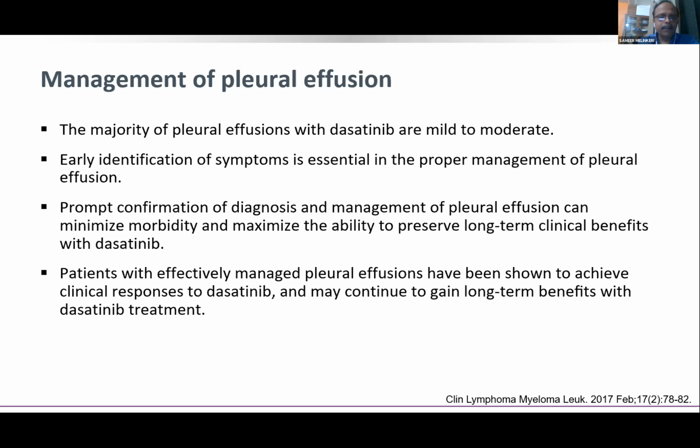Yeah, so I said most of this, and one must remember that patients whose pleural effusions are effectively managed have been shown to achieve good clinical responses. In fact, those who develop pleural effusion are said to have actually responded better in terms of the response to CML. That's an observation. And they may continue to gain long-term benefits with dasatinib treatment. Hence, you must not just immediately decide to discontinue unless it's an unmanageable pleural effusion.